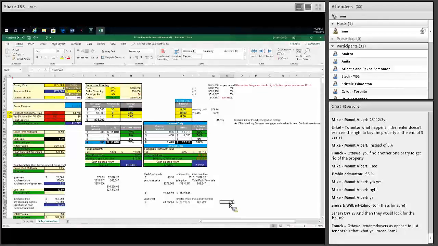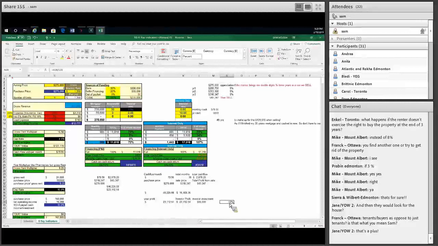Yeah, that's right, Jane. They look for the house. That's right, with your realtor. They would negotiate, but they'd find it. Tenant buyers as opposed to just tenants, is that what you mean, Sam? For rent to owns, yes, Frank.